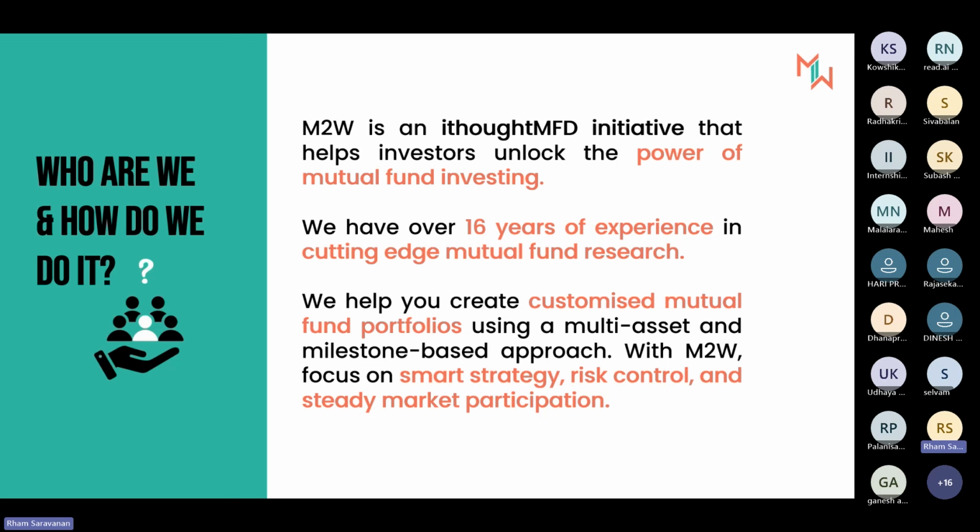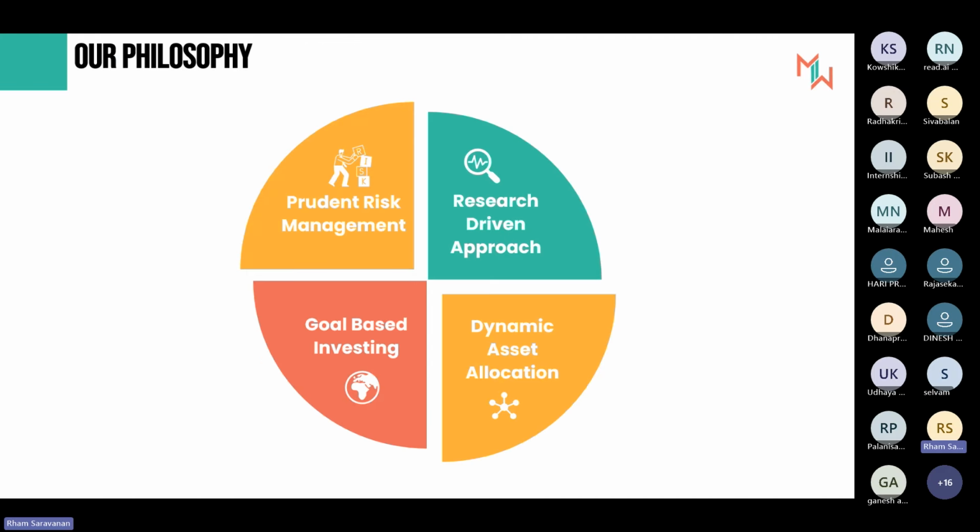When we move to our philosophy, first is prudent risk management. We believe protecting capital is as important as growing it. This means avoiding unnecessary concentration, managing downside during volatile phases, and ensuring investors stay invested even when the markets are uncomfortable. As I stated earlier, we have decades of research experience, so we have a research-driven approach. Our decisions are not based on tips or market noise, but on deep, continuous research across funds, asset classes, and market cycles. Research gives good conviction. Conviction gives you good discipline.